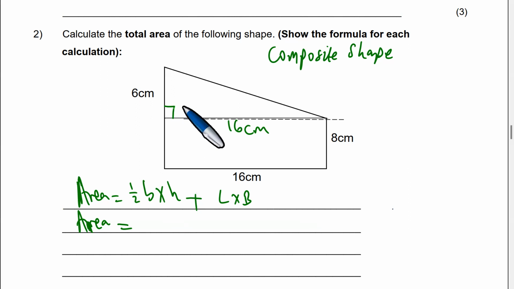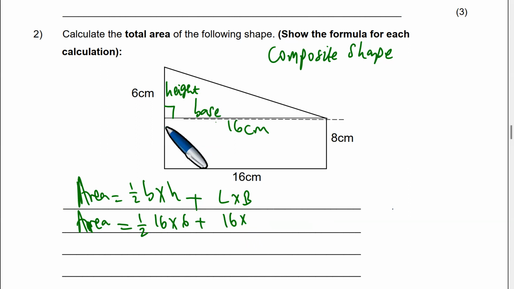Right. So this is the height, and the angle is 90 degrees there, because we understand that the base and the height are perpendicular to each other. If you look, the base is going to be this one with the triangle at the top. So 16 times the height, which is 6. The length of this rectangle is 16, and the breadth, or the width, is 8. So we have a rectangle here, and this one is the length, and this is the breadth.